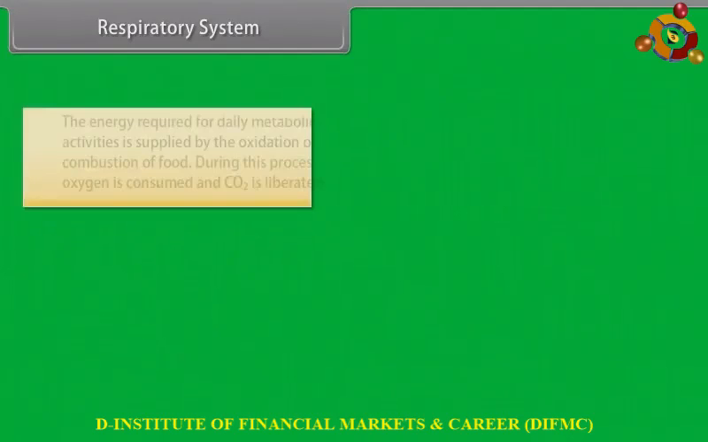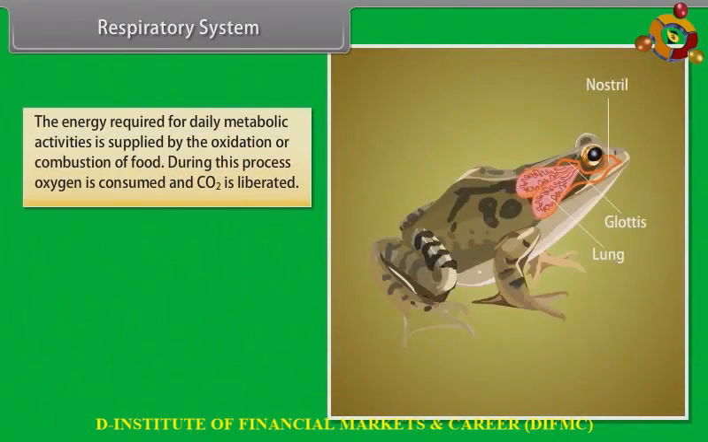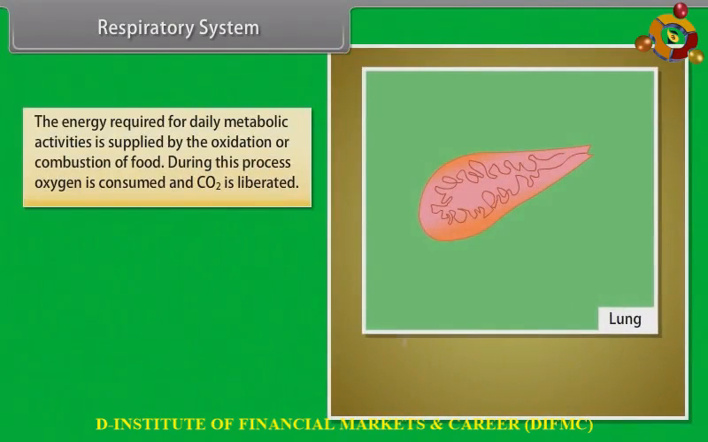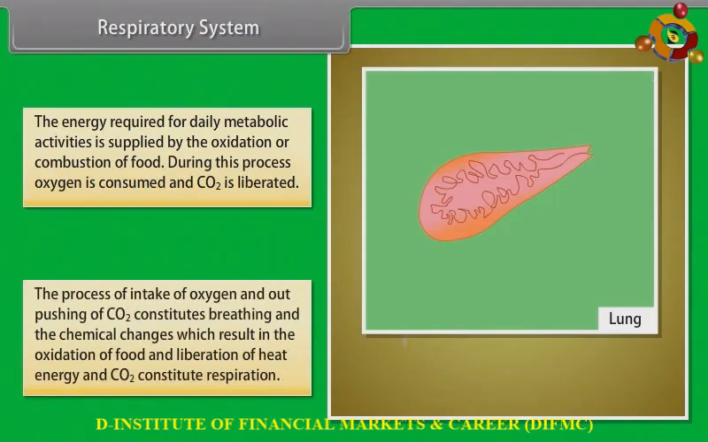Respiratory system. The energy required for daily metabolic activities is supplied by the oxidation or combustion of food. During this process, oxygen is consumed and CO2 is liberated. The process of intake of oxygen and out-pushing of CO2 constitutes breathing, and the chemical changes which result in the oxidation of food and liberation of heat energy and CO2 constitute respiration.